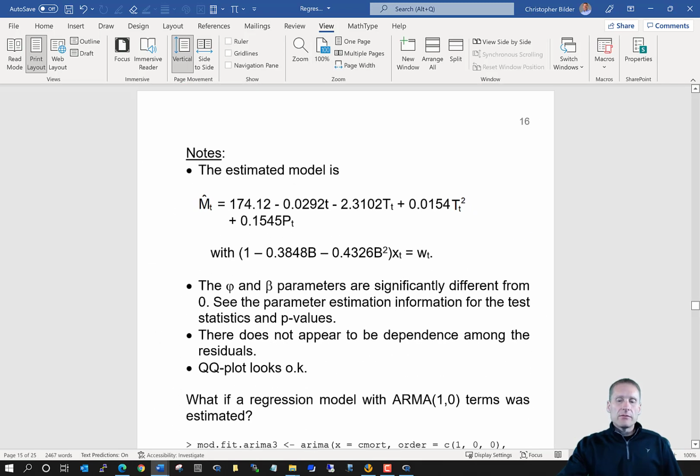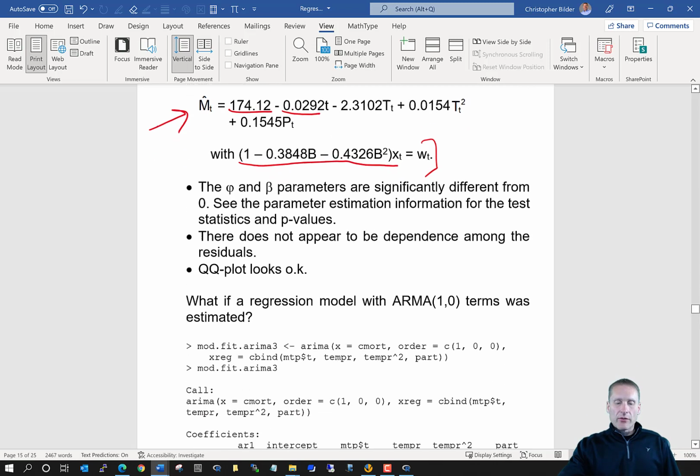Okay, so I've estimated the model. This model looks good. Now I need to actually state the model, and you need to formally do this. So here's my model. My estimated mortality at time t, or in other words, m hat sub t, is equal to beta hat 0 minus beta hat 1 times t, and so on. And then it's important as well to state the corresponding AR2 component of our model. So I state the AR part just like what we do normally. And we've talked about the other notes there as well.